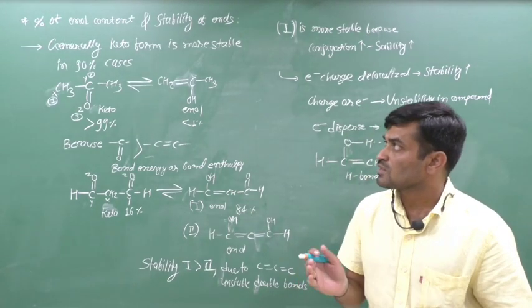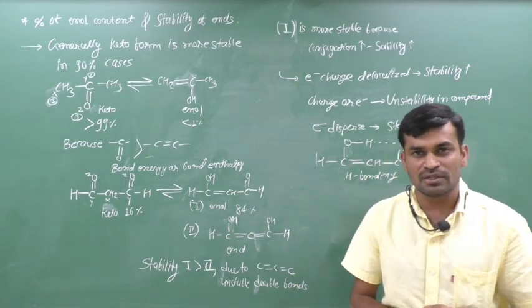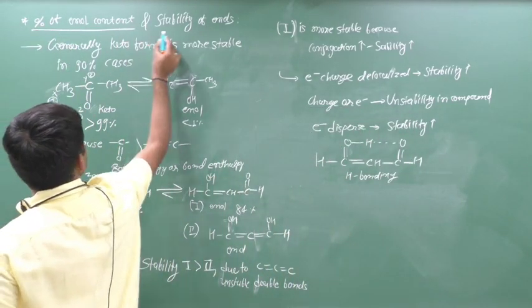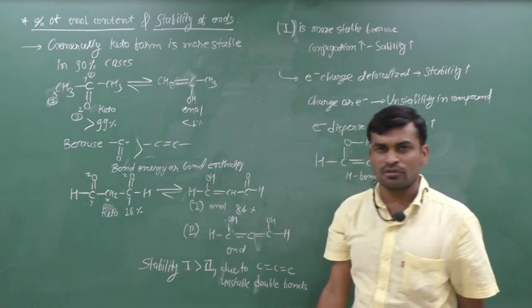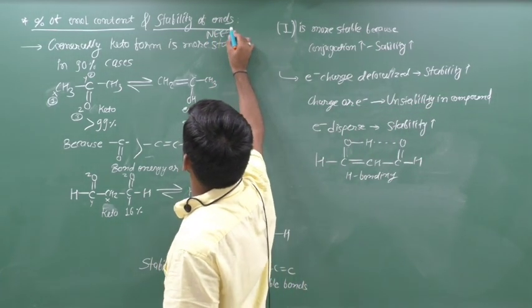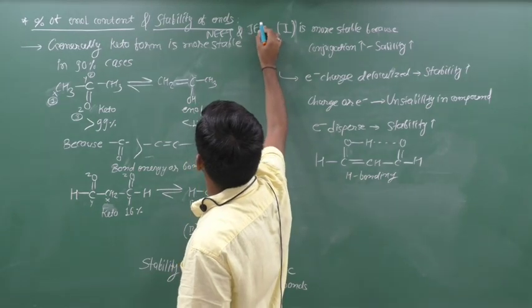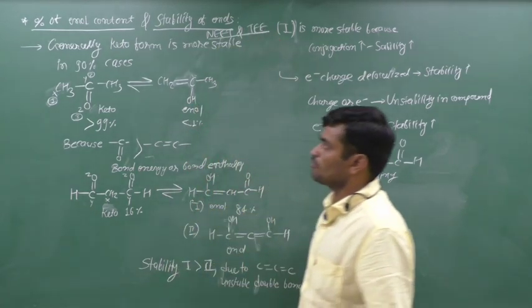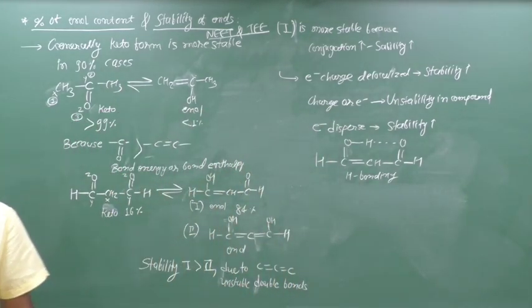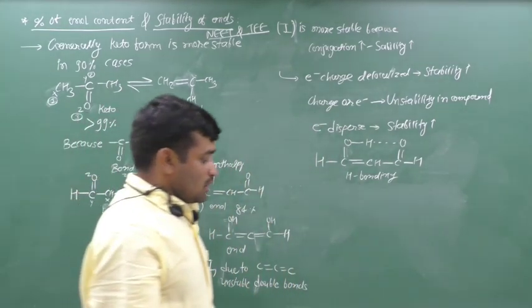Last time we discussed tautomerism and some basic concepts of tautomers, like which compound shows tautomerism, what the condition is, and what the exceptional case is. In this last lecture on tautomerism, we will discuss the percentage of enol content and the stability of enols. It is very important from the point of view of competitive exams like NEET and JEE, and for MCQs.